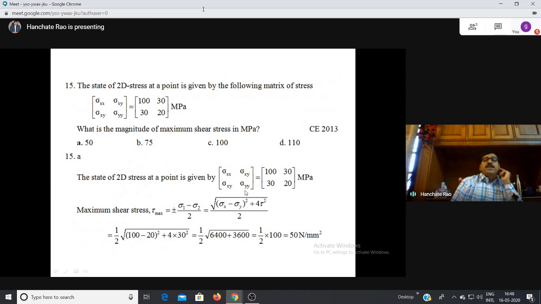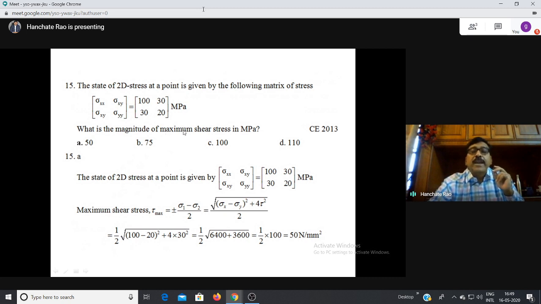The state of two-dimensional stress at a point is given by the following matrix of stress: sigma xx, sigma xy, sigma xy, sigma yy. So this is 100, 30, 30, 20. So sigma x is equal to 100, sigma y is equal to 20, and sigma xy, that is tau xy, the shear stress, is 30. Sigma xy is nothing but the shear stress acting on the xy plane.